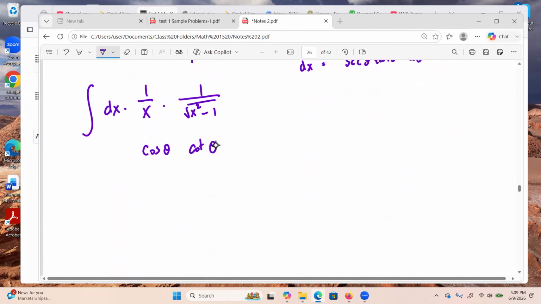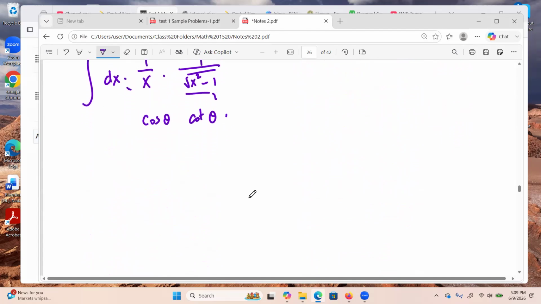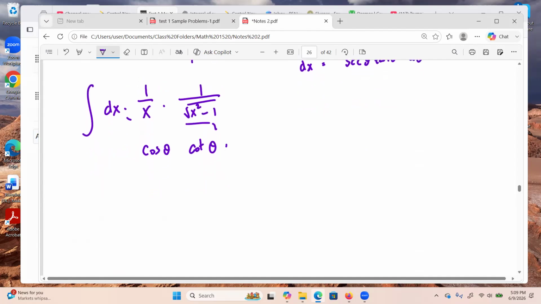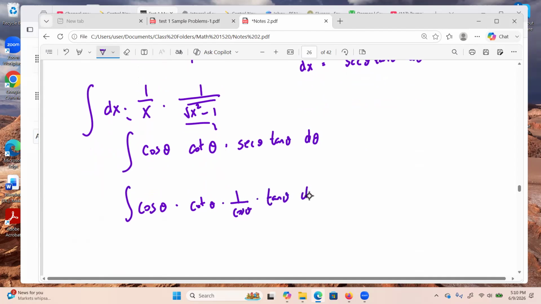Okay. And then my dx, I'm going to write that at the end. So we can say our dx hops over here a little bit. And my dx was secant theta tangent theta d theta. We're still integrating all of this. And now we're going to do some magic with the trig and see what's going to happen. So we have the integral of cosine of theta times cotangent of theta times 1 over cosine, that's my secant, right? Times tangent of theta, d theta.